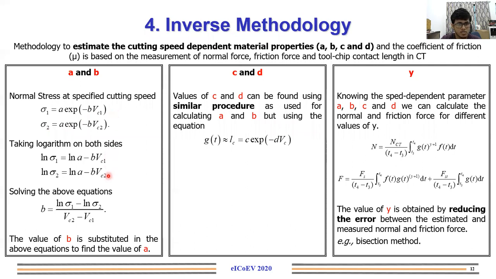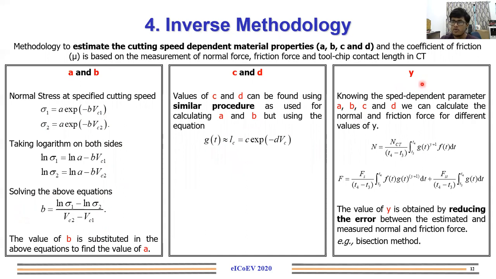These two equations can be solved simultaneously and B can be found. And putting the value of B in any of these equations will result in the value of A. Thus, we will have the values of A and B both. Same is the case with C and D. We'll follow a similar procedure just by using a different equation, which is shown over here.